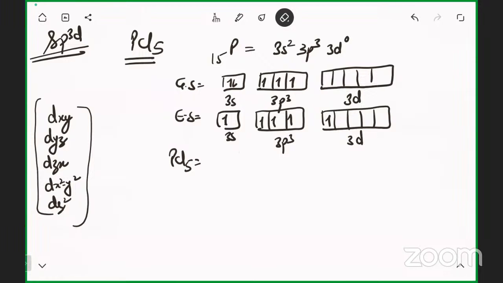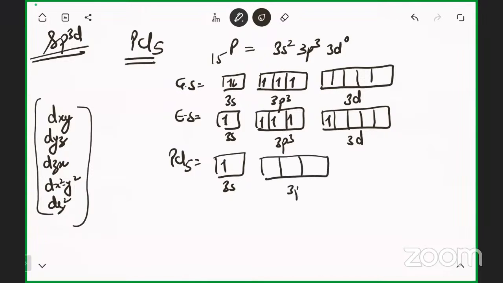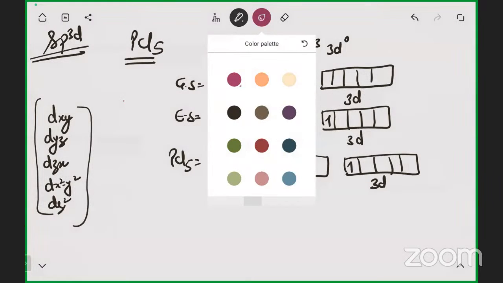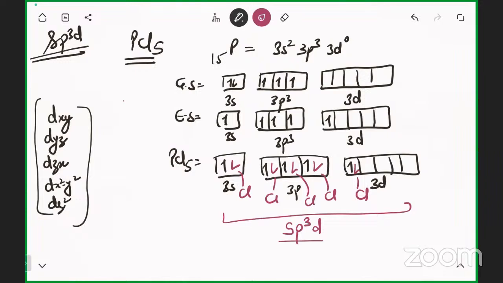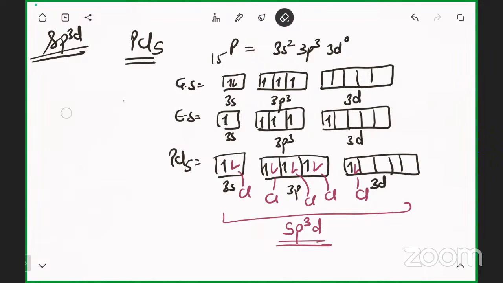So now I'll go for the PCl5. Then 3s is having 1, then 3p3 is having 3 unpaired, then 3d having 1 unpaired. So let's go for the hybridization. Cl, Cl, Cl, Cl here, Cl here. So now just count 1 s orbital, 3 p orbitals, 1 d orbital. So the hybridization is sp3d. Yes. Can anyone tell me the shape if you have learned earlier?